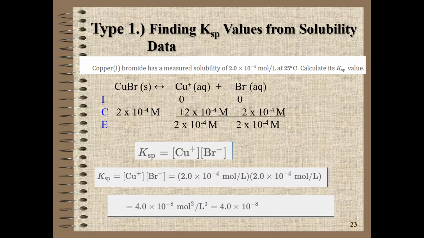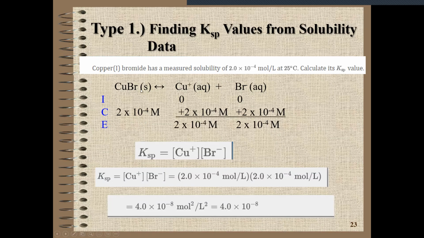And Michael, you asked me about KSP problems. So this is one type. So what we're going to do here is, we have the equilibrium equation, so we set up an ICE table. Remember, I is initial, C is change, and E is equilibrium. So let's say it tells us that we're given 2.0 times 10 to the minus 4 molar for the concentration of copper(I) bromide.